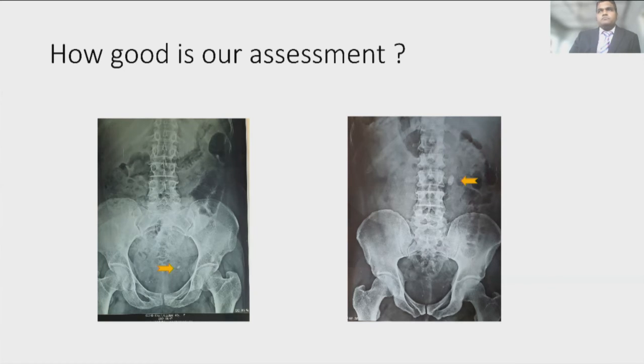One practical tip when you're assessing the size of the stone is to look at the height of the lumbar vertebra. Usually in adults, it's around 2.5 centimeters. So if you compare the height of the lumbar vertebra with the size of the stone, you can have a rough assessment of the size of the stone.